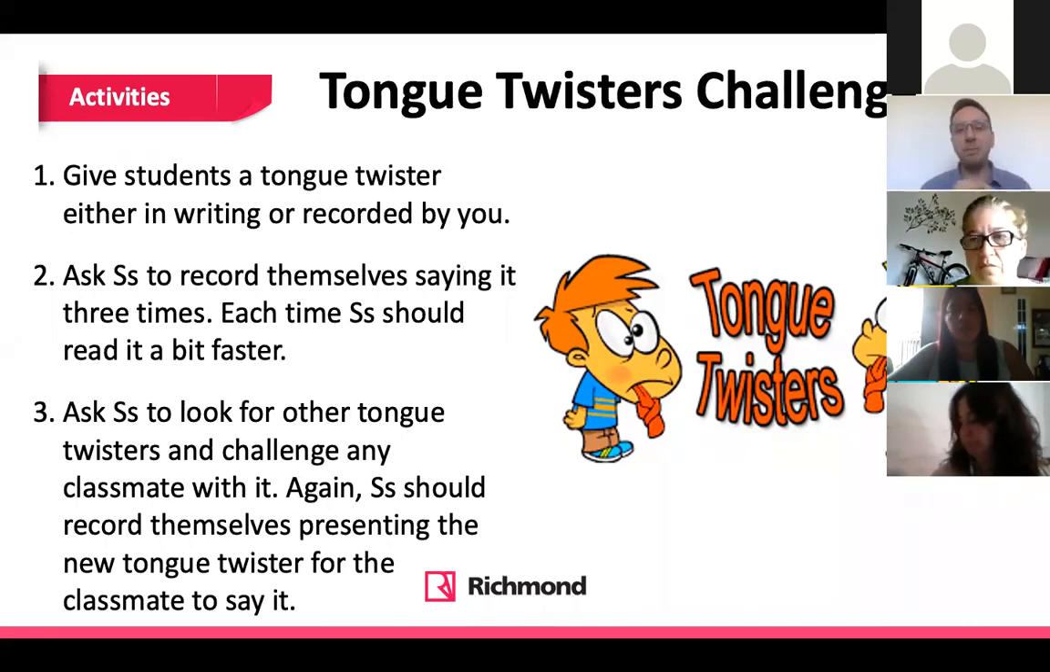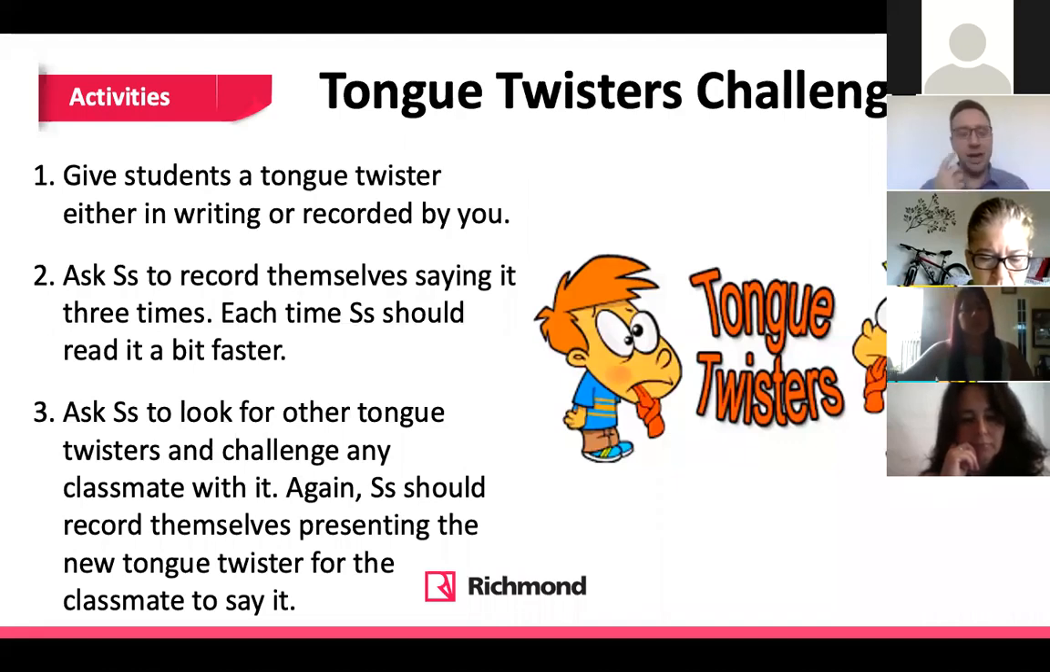And please, please, please take part in these challenges. If a student dares challenge someone, so if a student is intrinsically motivated enough to look for a tongue twister and to record it and challenge everybody, you should also be part of that challenge. And tongue twisters are fantastic to practice speaking, especially at the segmental level.